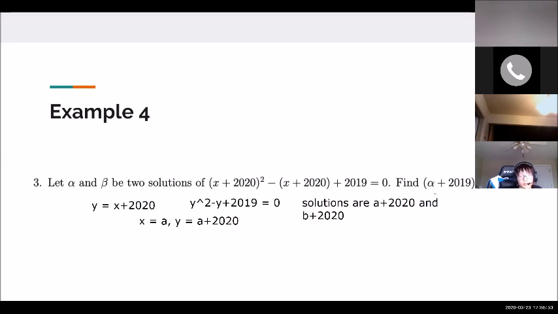Now, we're trying to find (A + 2019)(B + 2019). So in that case, if you notice, (A + 2019)(B + 2019) is equal to A.